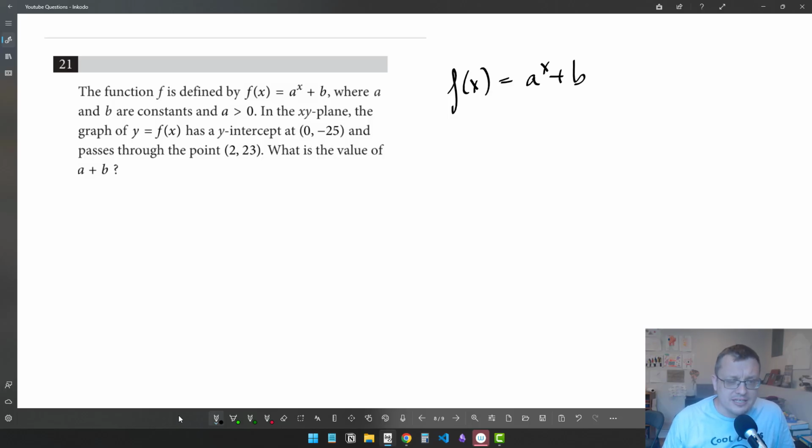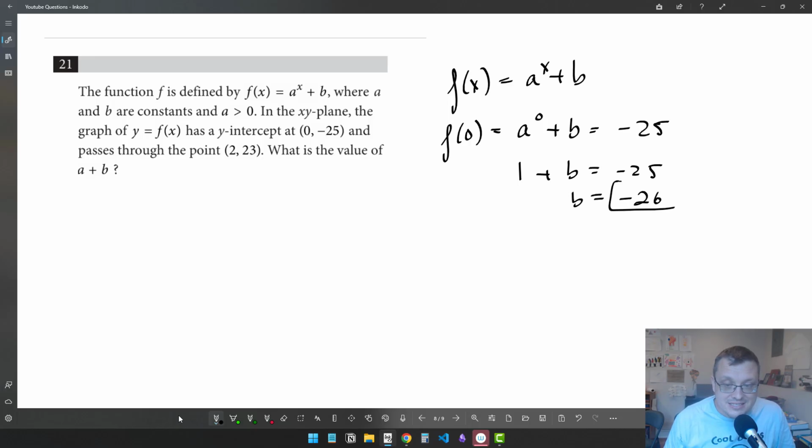So let's start with this, right? So we're going to go ahead, we're going to evaluate f of 0. So I'm going to plug in 0 for x. And we know this should result in negative 25, because that's the y value when x is 0. This is 1 plus b is equal to negative 25. So b is negative 26. Cool. So let's update our function. So f of x is equal to a to the x minus 26.